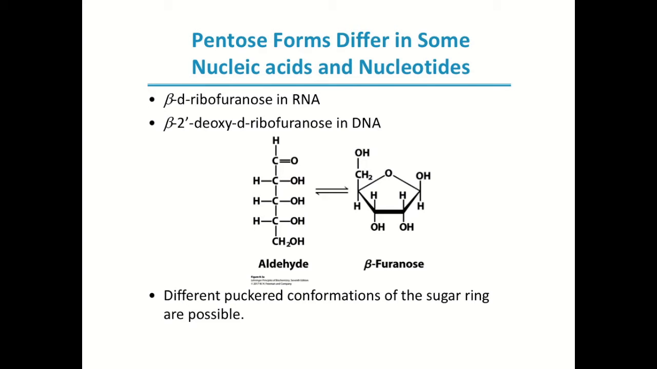The pentose form differs in some nucleic acids and nucleotides. So the beta-D-ribofuranose is found in RNA, whereas the deoxyribofuranose is found in DNA. So this would be the open chain aldehyde form of ribose, and then when it forms a ring, it becomes furanose, and this is the beta anomer because this group is on the same side as the CH2OH group. And the numbering for this would be 1, 2, 3, 4, 5.